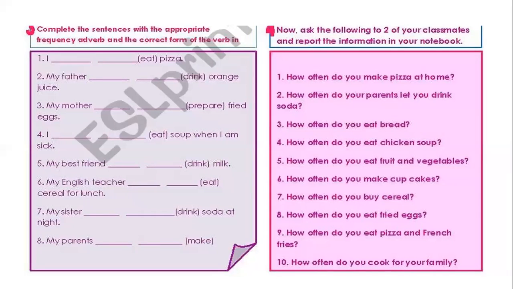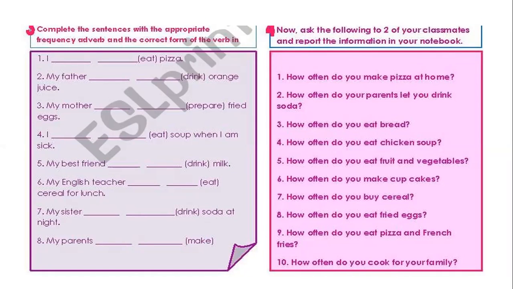I don't expect that you do all the questions because time is not going to be enough. But we have 10 questions, so you can choose which question you are going to ask to your classmate. And since normally we have 3 people in the groups, you can have the chance to ask 2 different questions to everyone. For example, how often do you make pizza at home? How often do your parents let you drink soda? How often do you eat bread, for example? And how often do you eat chicken soup?